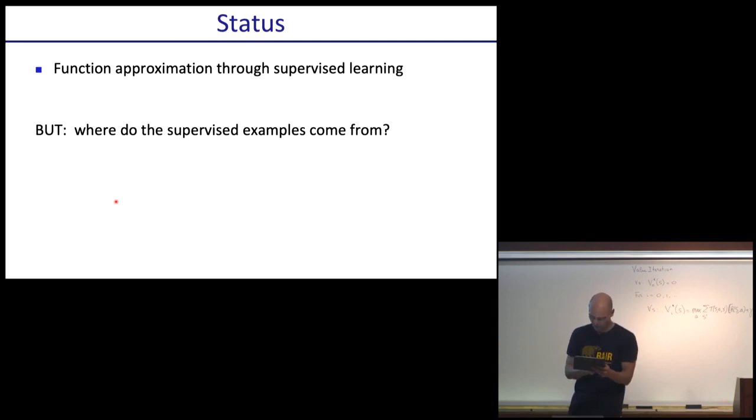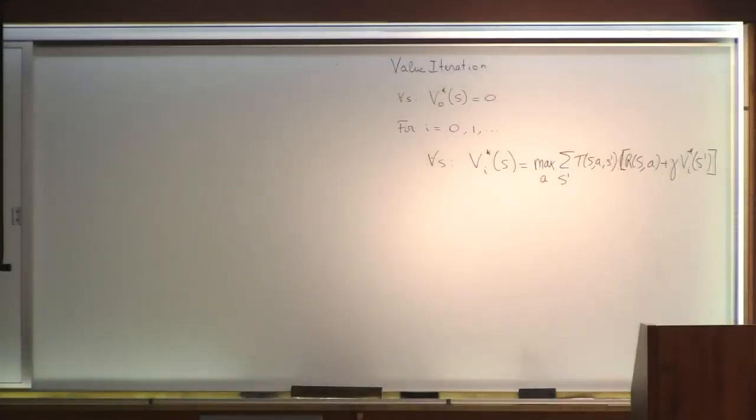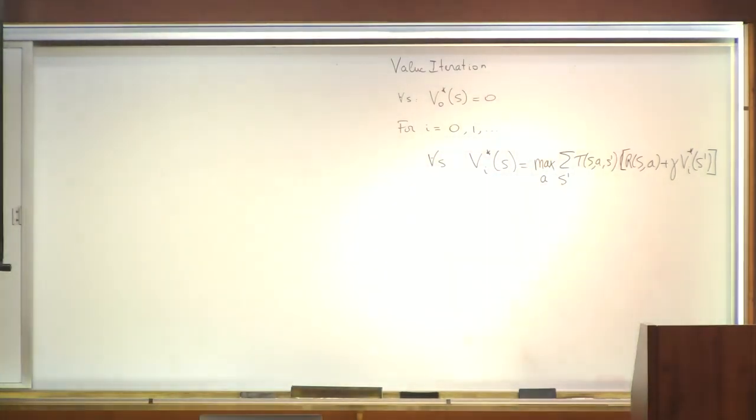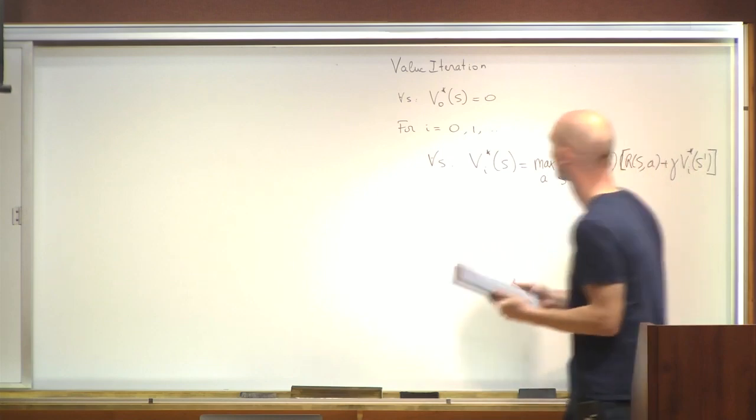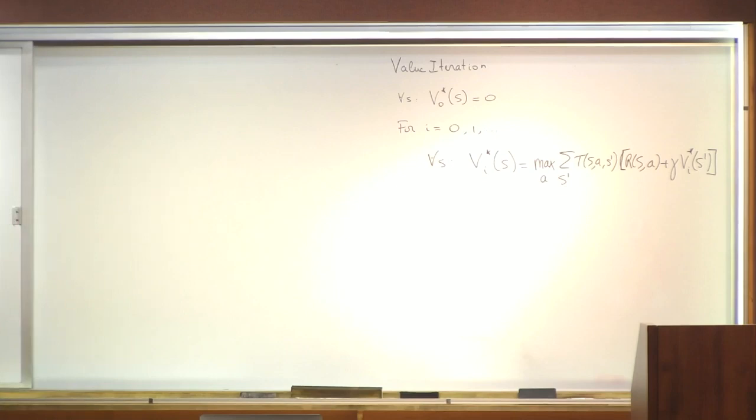So let's work through this together. This will be the main algorithm we're going to cover today, which is value iteration with function approximation. So we already have value iteration here. That's going to be our starting point. But the difference is that we're not going to be able to deal with looping over every state.